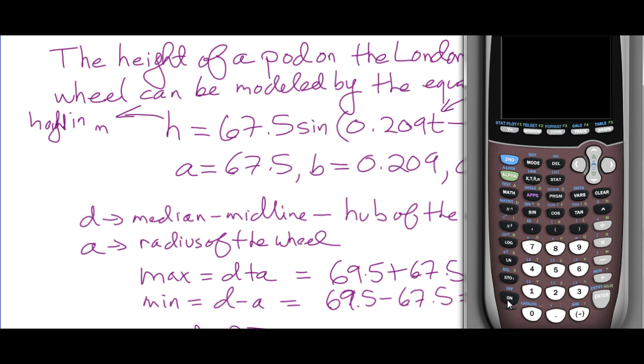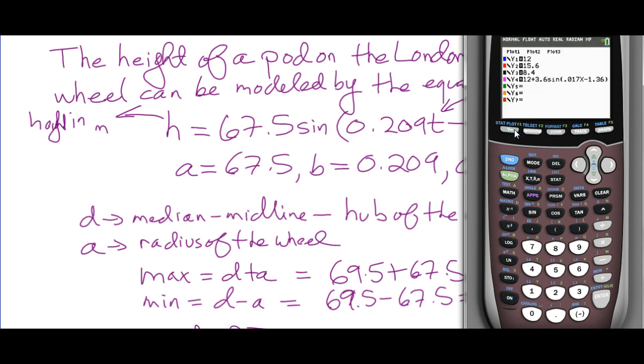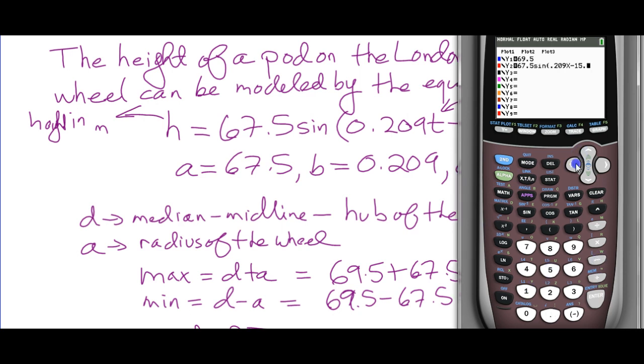So you got to go into here, turn the thing on, go to y equals. I'm going to throw in the midline just because I like to see the midline. I'm not going to do the max or the min here, so I'll clear everything out and go back up. So let's enter the equation, 67.5 sine 0.209x minus 1.571 plus 69.5. We know the period is 30 minutes, so we're going to set from 0 to 30, so that we see one complete cycle.